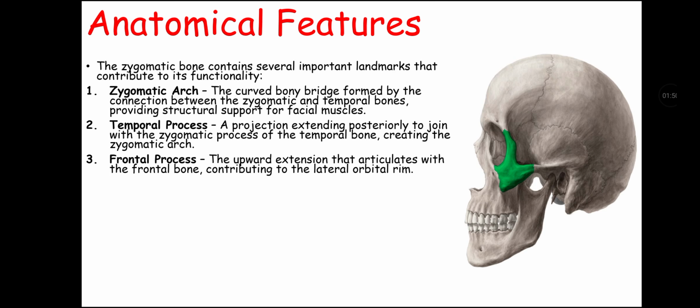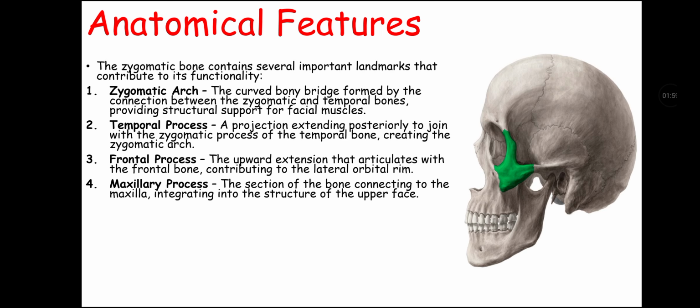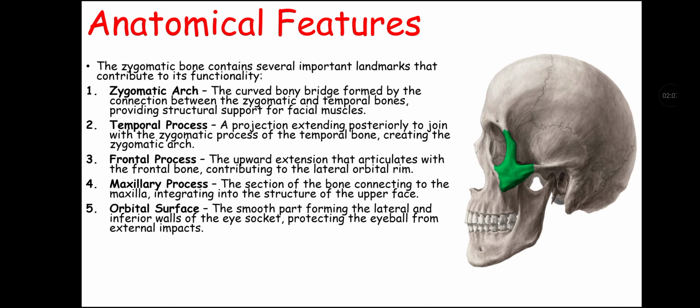The next anatomical feature of zygomatic bone is frontal process, that is basically an upward extension that articulates with the frontal bone, contributing to the lateral orbital rims. Next anatomical feature is maxillary process, that is a section of bone connecting to the maxilla, integrating into structure of the upper face. The next anatomical feature of the zygomatic bone is orbital surface, that is the smooth part forming the lateral and inferior walls of the eye socket, protecting the eyeballs from external impacts.